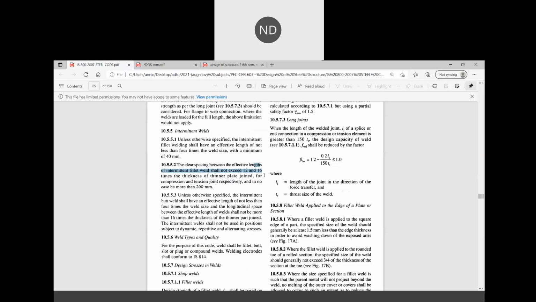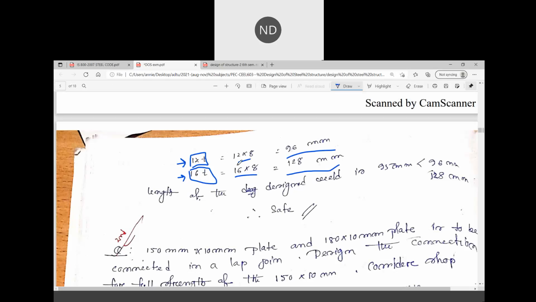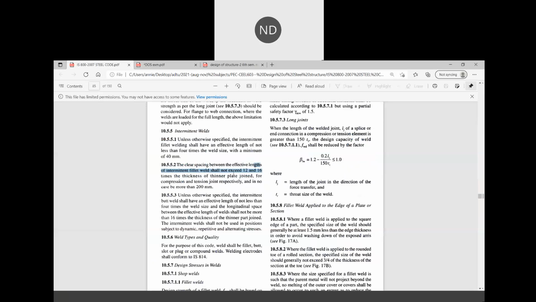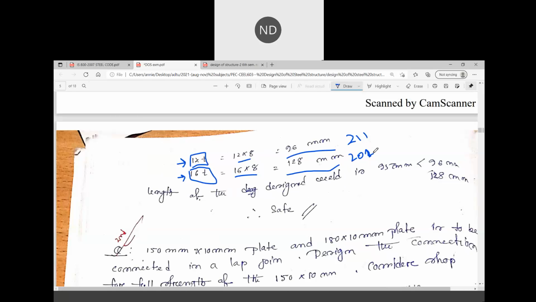is smaller. And if these 12T and 16T by chance, suppose, for example, this is 211 and this is 202, what will happen then? In the IS code, it was said the smaller of these 12T and 16T. So the smaller one is which one? This one, 202. So we would have taken this.